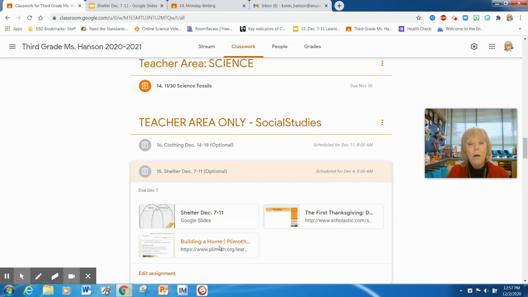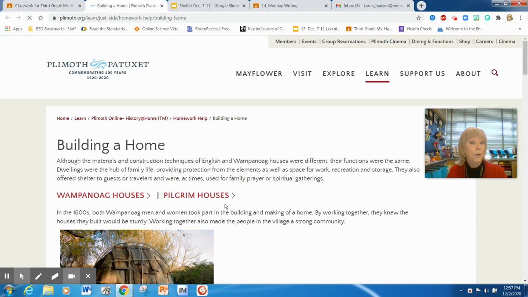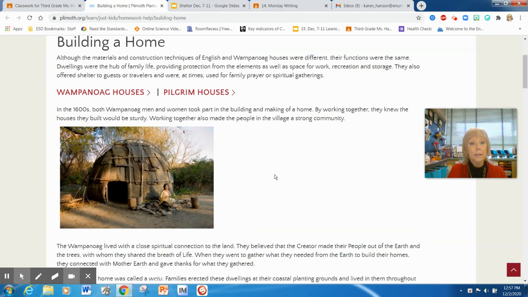You're going to use all of your resources that we have been using, and maybe you found some more of your own. So look here, at this one is called Building a Home. That's in your lesson plan for this week. So you're going to read through this. You're going to find out how the houses were different, how their functions were the same, and just all kinds of things like that. So let's take a quick look here.